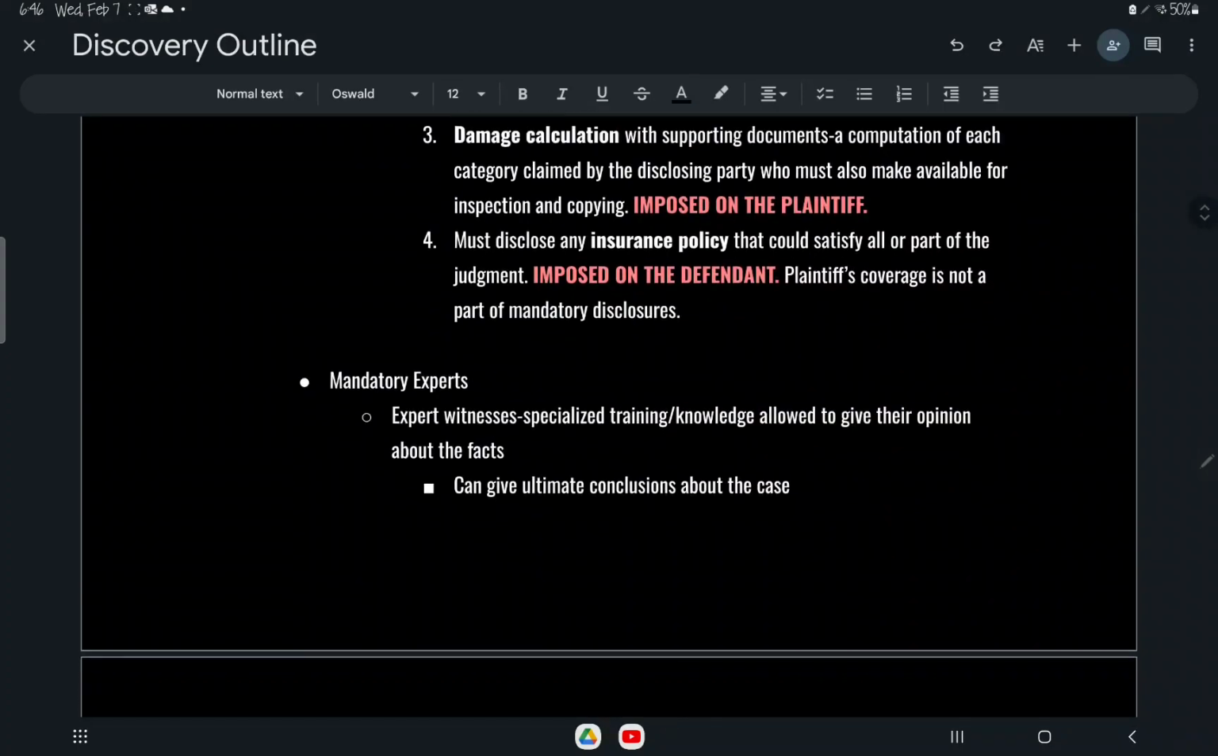Number 3, damage calculation with supporting documents. A computation of each category of damages claimed by the disclosing party, who must also make available for inspection and copying the supporting documents. This will be imposed on the plaintiff. Number 4, must disclose any insurance policy that could satisfy all or part of the judgment. This is imposed on the defendant. Plaintiff's coverage is not a part of mandatory disclosures.